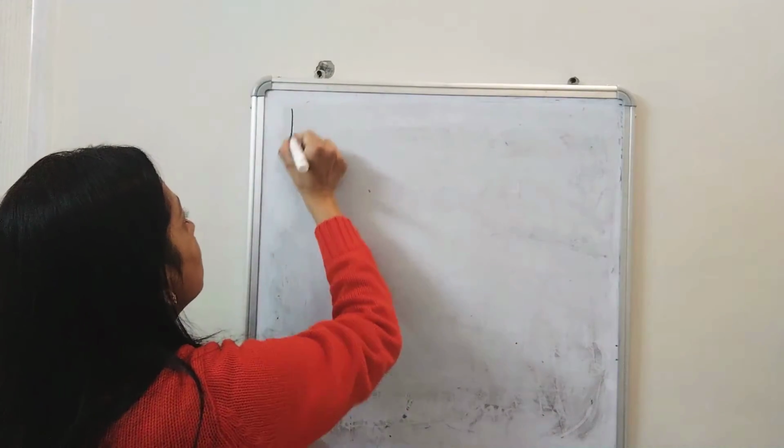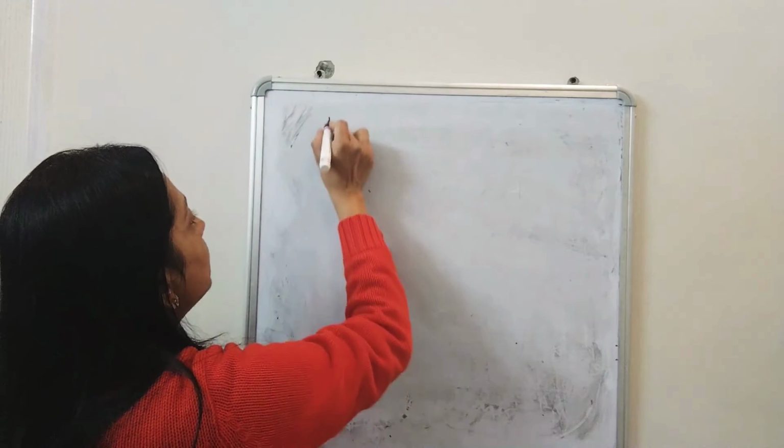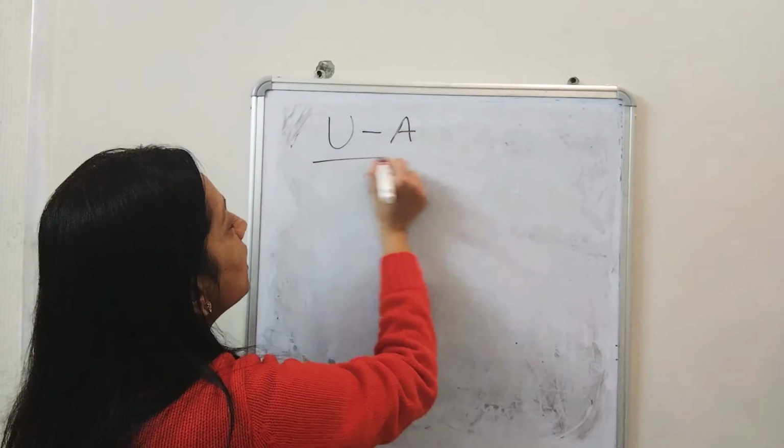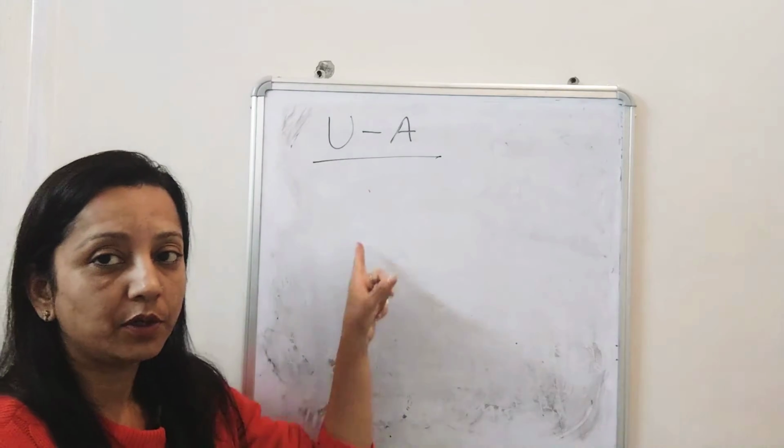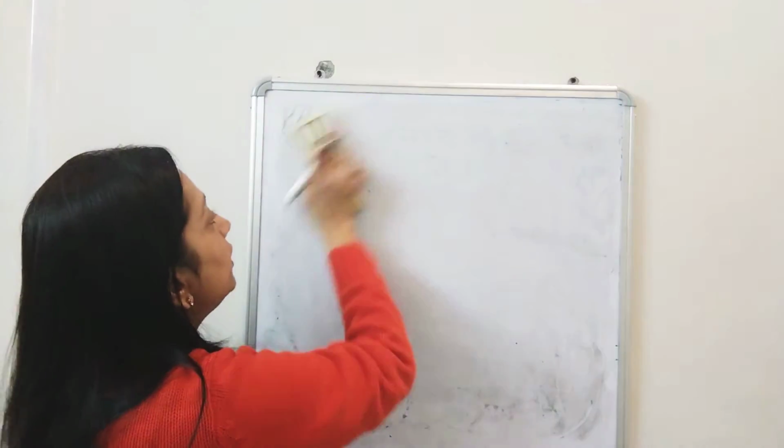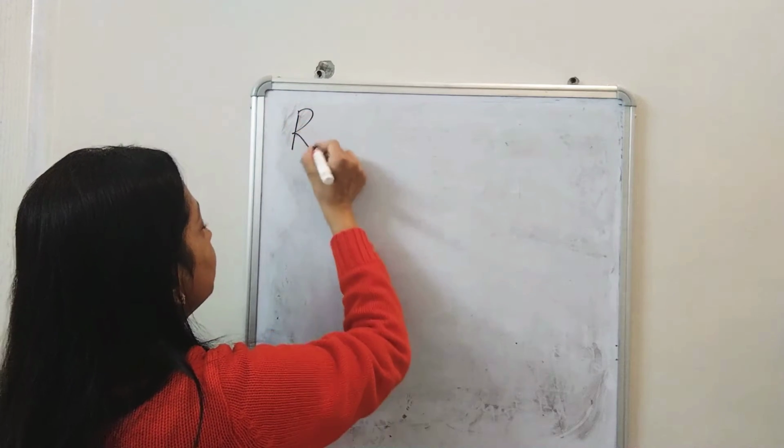Now I can say that the complement of this set is the universal set minus that particular set. Now the relative complement we will see.